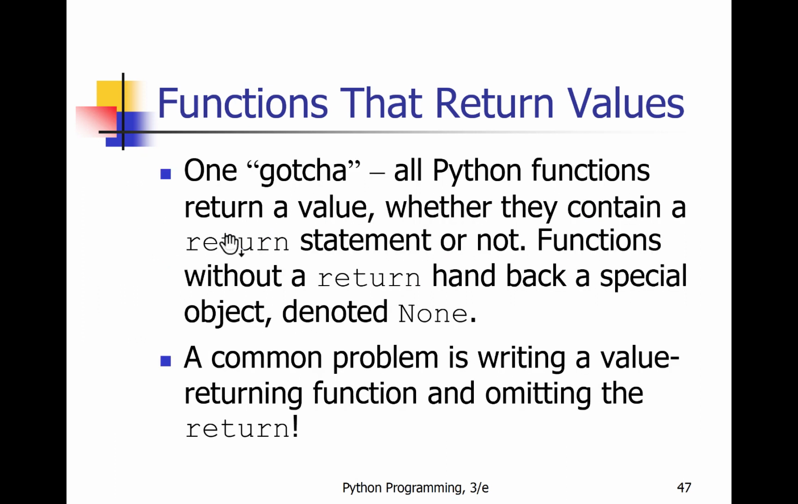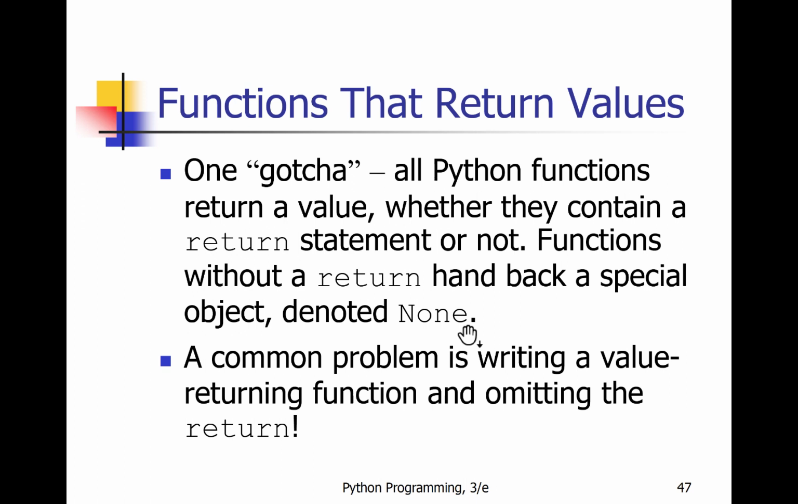One gotcha. All Python functions return a value whether they contain a return statement or not. Functions without a return hand back a special object denoted None. Okay? So that's a special value. Most computer languages have some values like this. Some have the value null. Others have the value nil. I think I've worked with one that has the value empty.